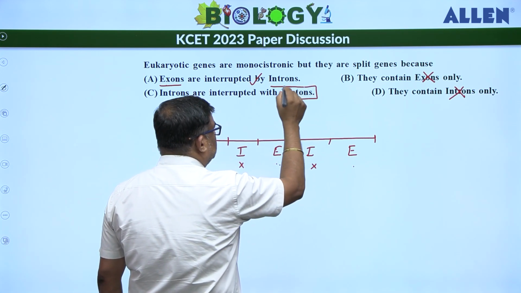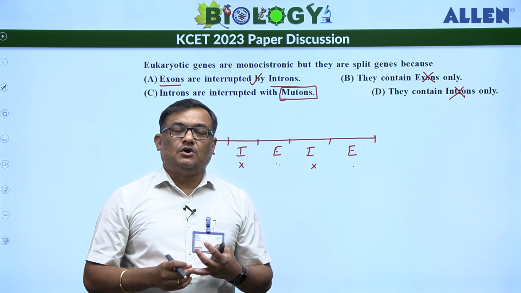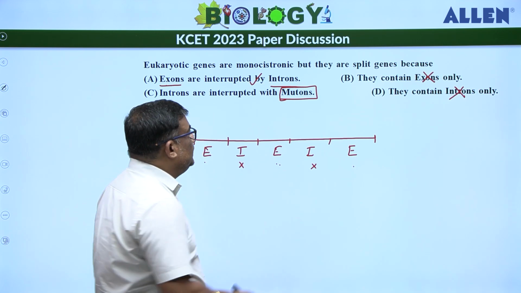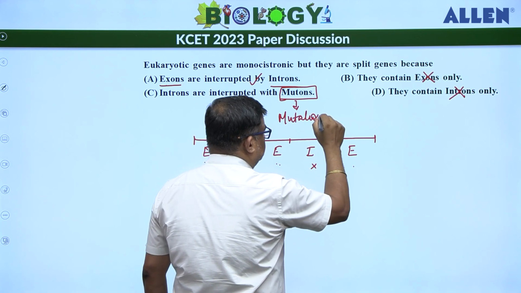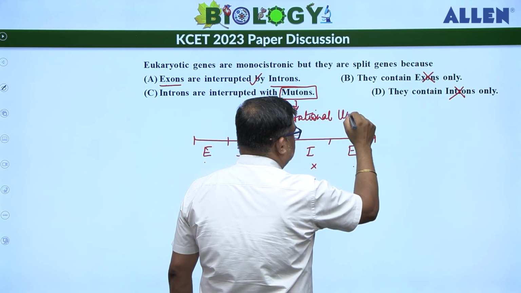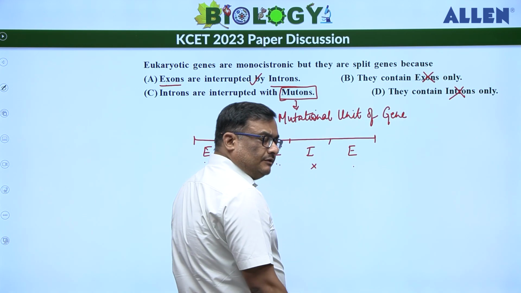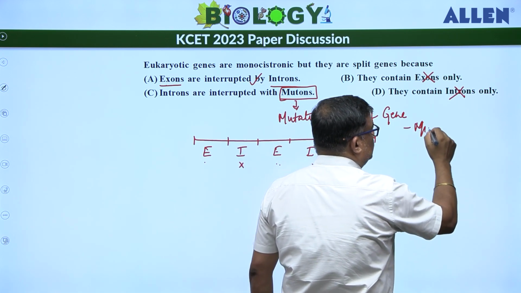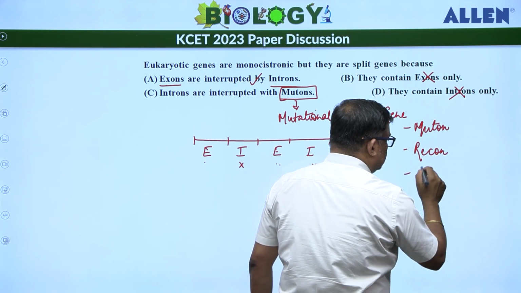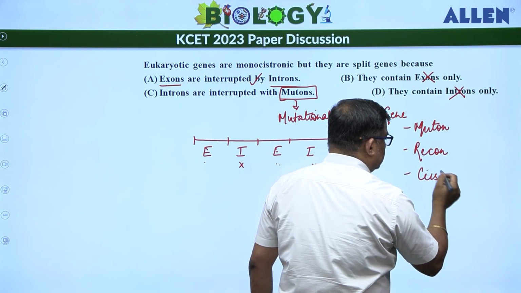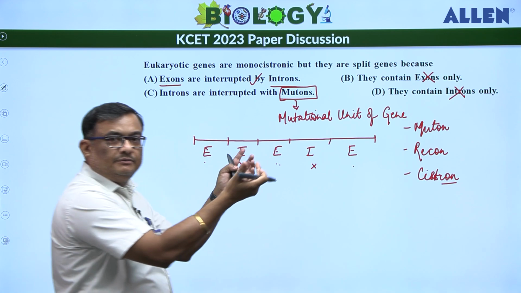No. Muton refers to the mutational unit of the gene. There is a concept termed as muton, recon and cistron. So muton basically refers to the mutational unit of gene. This you must have read in case of muton, then recon, and then cistron. Cistron, there is an overlap in my word actually.